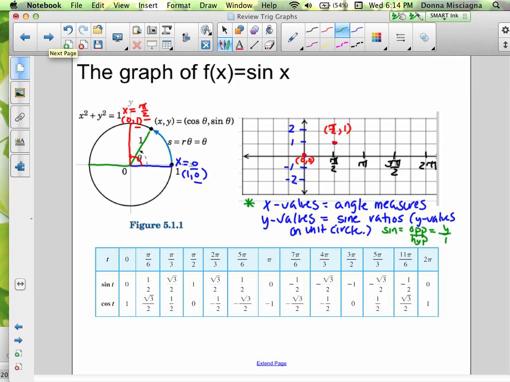Right? So in radians, this is pi. That's going to be our x. Oops. And it all stuck together, and I can't move it over.